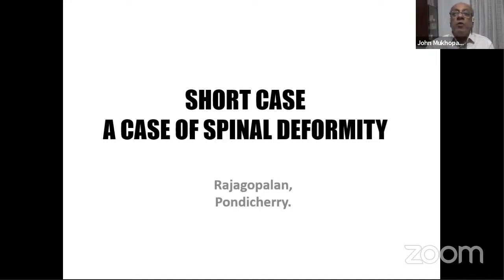Rajagopalan is an old friend of mine. He was in JIPMER, Pondicherry when I did my MBBS there many years ago, and since then has shuttled between Bangalore and Pondicherry and is back in Pondicherry. But one thing has been steady is that he's always been interested in teaching and especially in postgraduate education. And it's a great pleasure and a privilege to have him with us today.